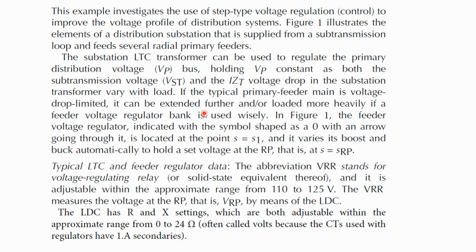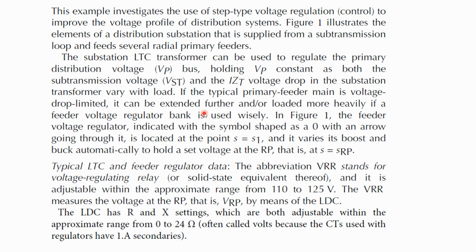This example investigates the use of a step-type voltage regulator to improve the voltage profile of a distribution system. Figure 1 illustrates the elements of a distribution substation that is supplied from the sub-transmission loops and feeds several radial primary feeders. I'm going a little bit fast here on things that are not important. On the important ones, I will slow down and explain, because you can go through the slides on your own, right? The substation LTC transformer can be used to regulate the primary distribution voltage VP bus, holding VP constant as both the sub-transmission voltage and the voltage drop in the substation's transformer vary with load.